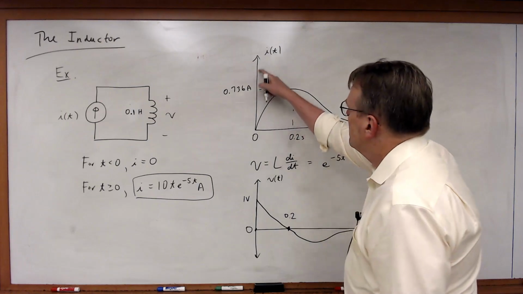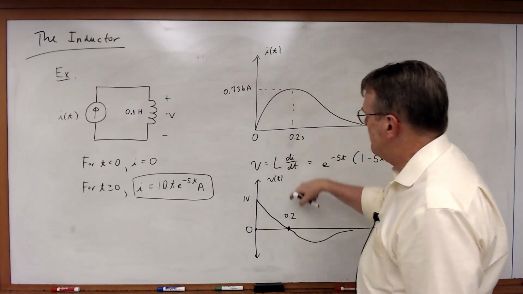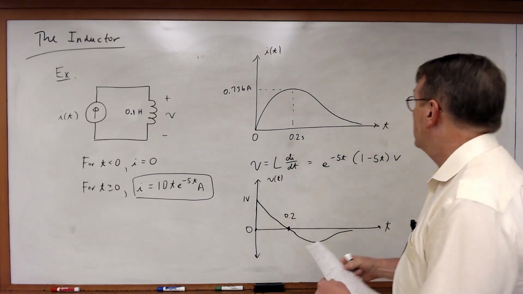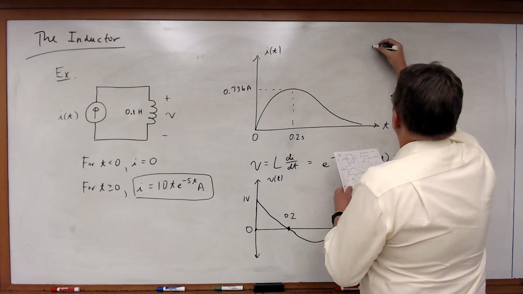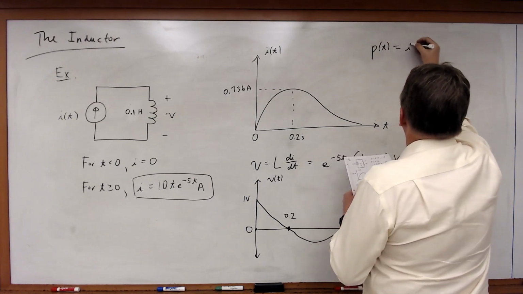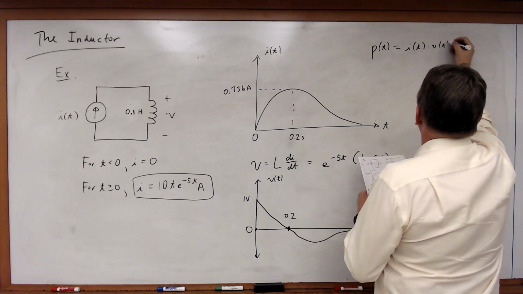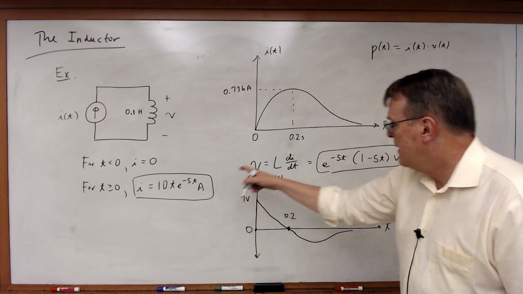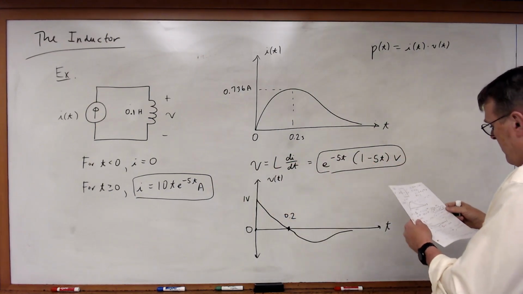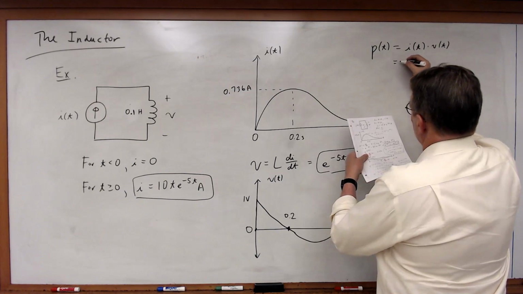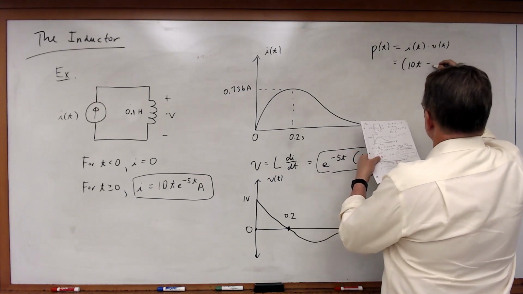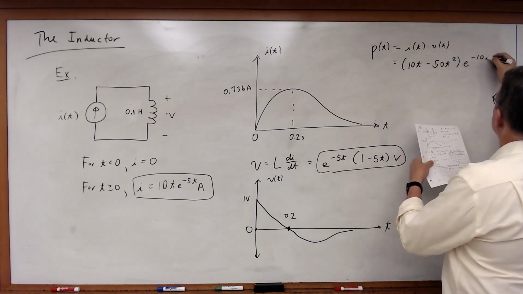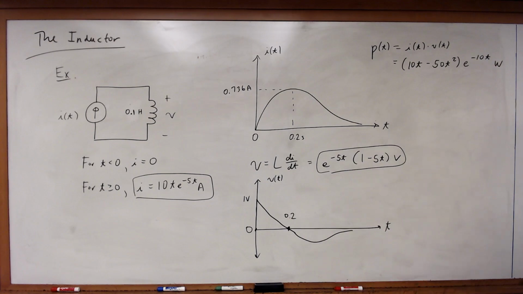So from here, I of t and v of t, I can now go through and do some more calculations. First of all, I can find the power. The power, which is just equal to I of t times v of t, if I take these equations here and multiply them through and simplify them, is equal to 10t minus 50t squared times e to the minus 10t watts.